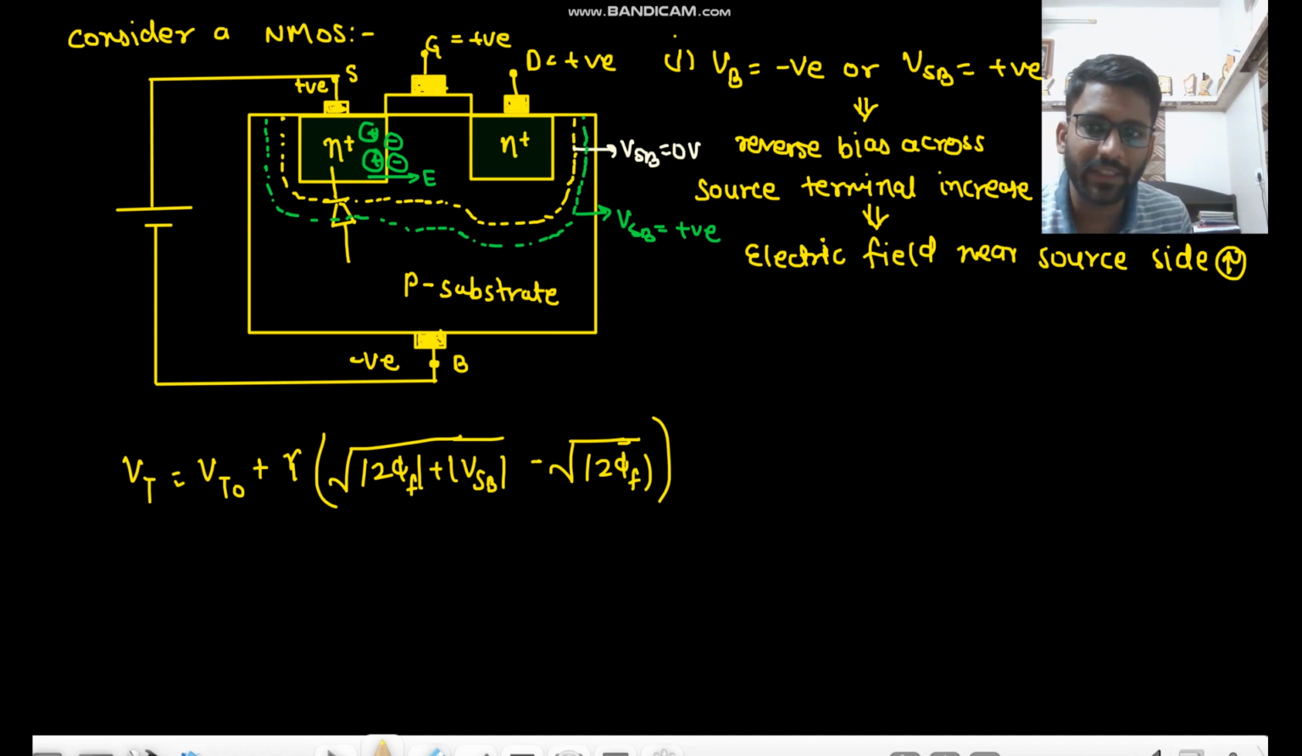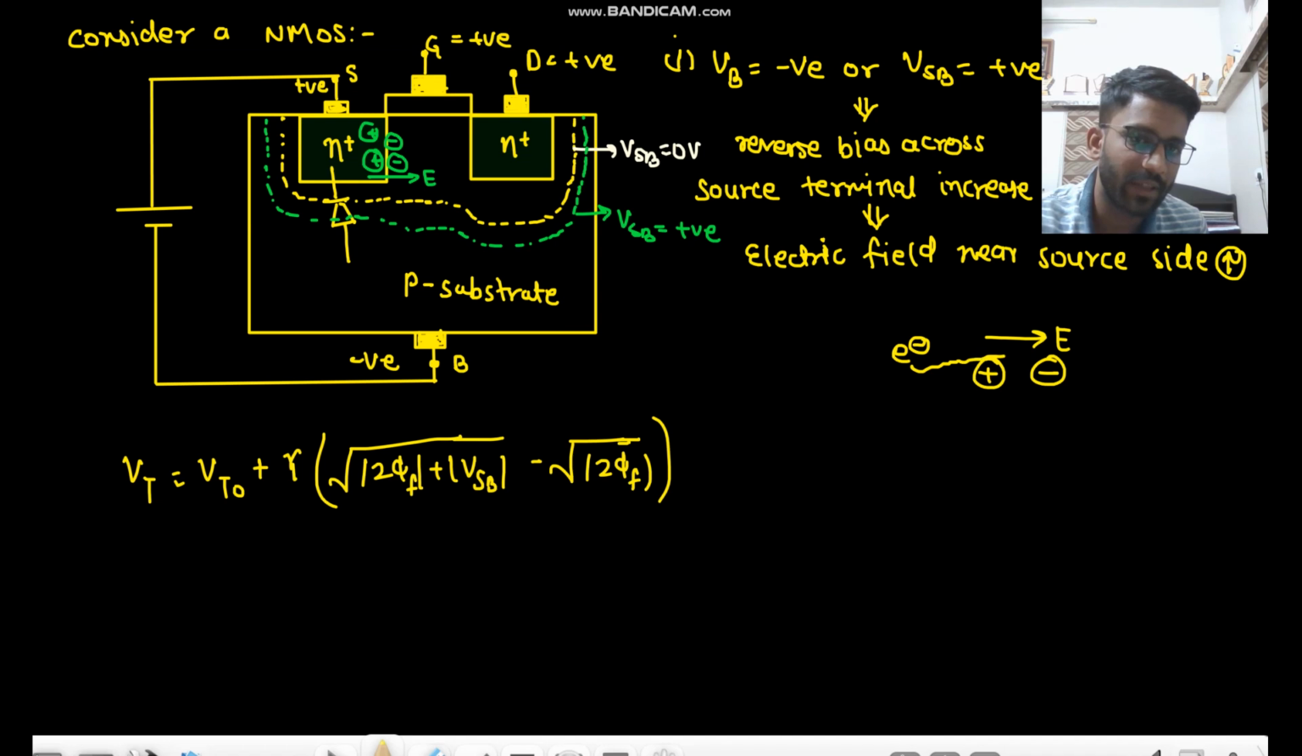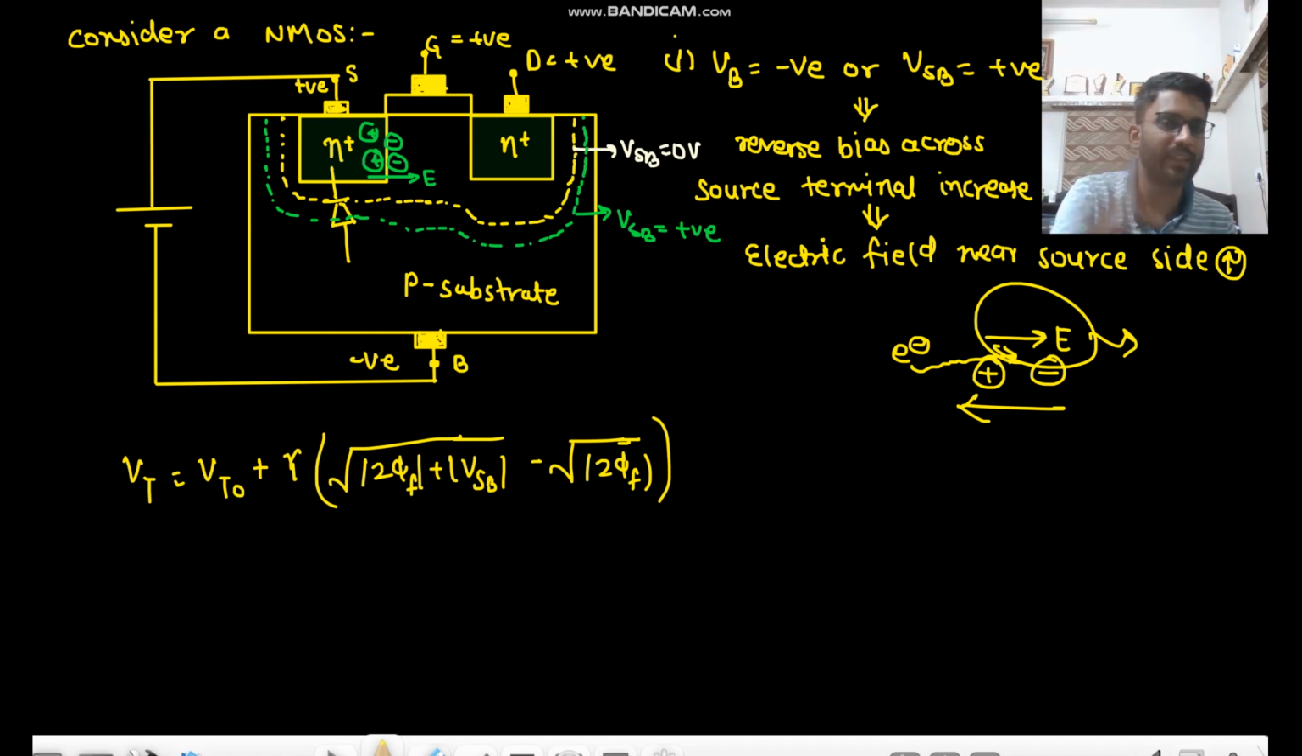Suppose this is the direction of the electric field, and this is the source. From the source, one electron is coming. The electron will feel a force in the opposite direction, so the electron coming from the source terminal will be swept back to the source terminal. So now you have to apply a higher Vg to get the current, to break this electric field. That means your threshold voltage will increase.